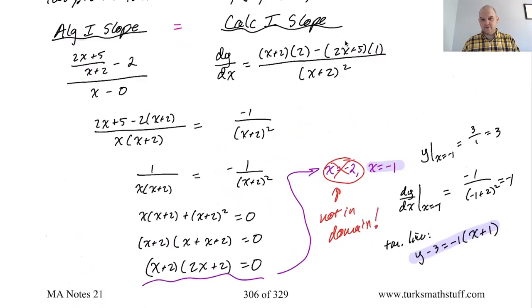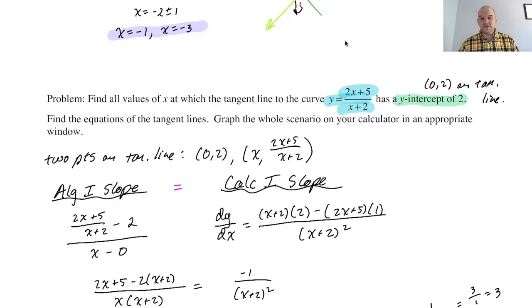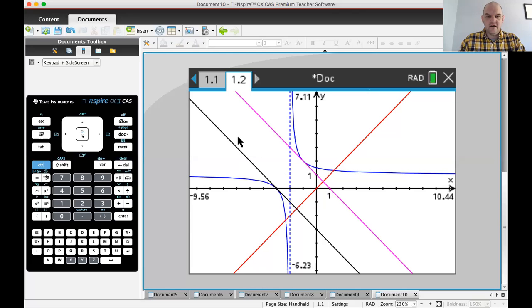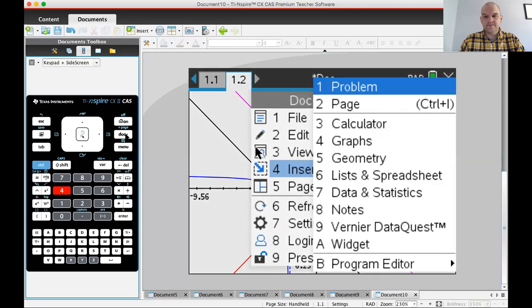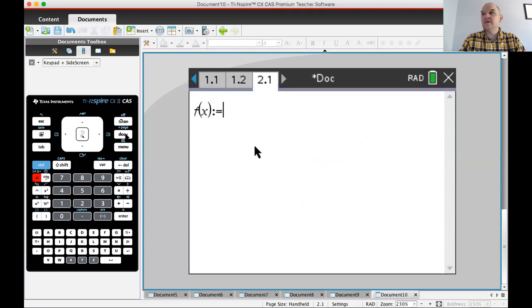All right, so now what do I want to do? I'm actually just going to use a calculator to resolve this entire problem and see how its work compares to my work. Basically, see if it agrees with my answer. So this is the problem we were doing previously. I'm going to add a new problem. So f of x is 2x plus 5 over x plus 2.